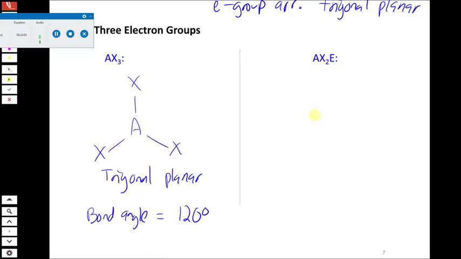All right, so when you have an AX2E, the 3 electron groups are still going to go trigonal planar. So you always start with that same basic arrangement. One of those is a lone pair. The other 2 are bonded atoms X. And this is what we call bent or sometimes V-shaped geometry.